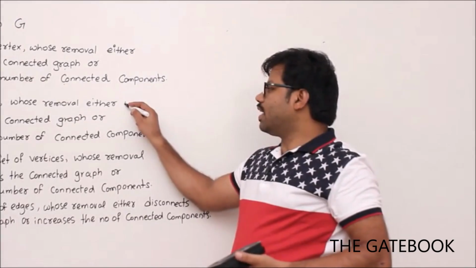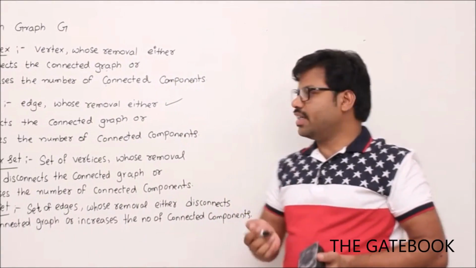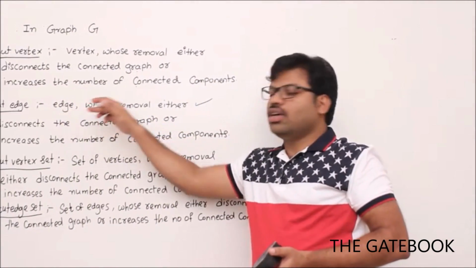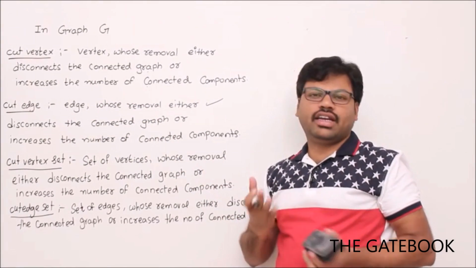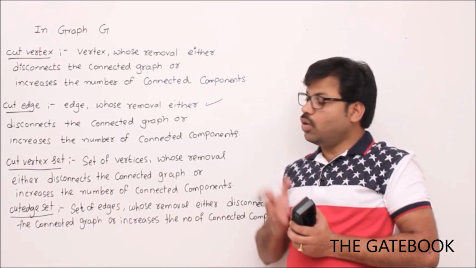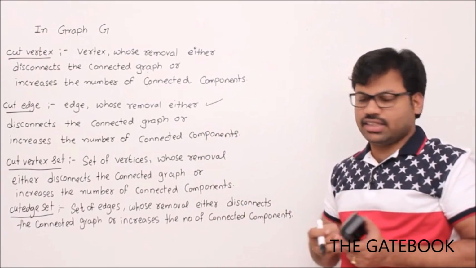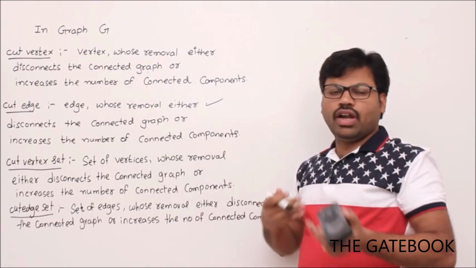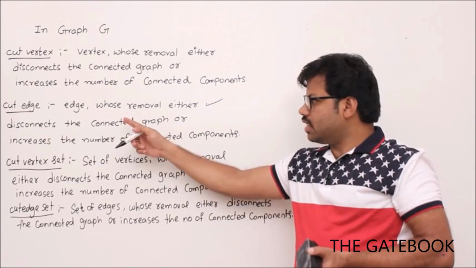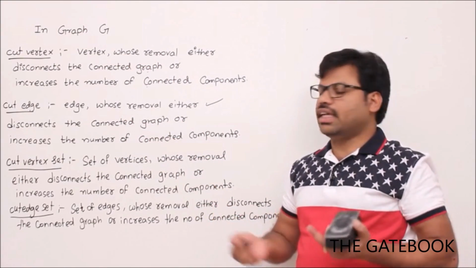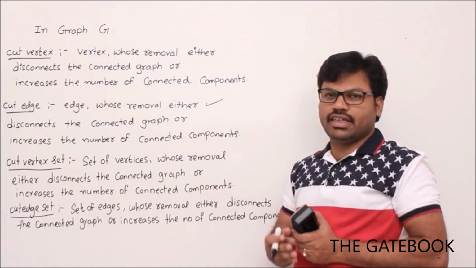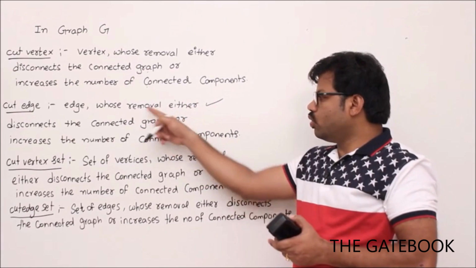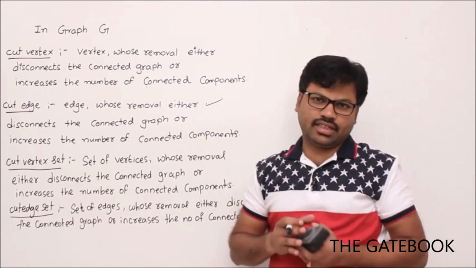Let's go to cut edge. What is a cut edge? It's an edge whose removal either disconnects the connected graph or increases the number of connected components. What's the difference between cut vertex and cut edge? Cut vertex is about removal of a vertex. Cut edge is about removal of an edge. Then everything is the same. The property of cut vertex and cut edge is that their removal should do the same, right?